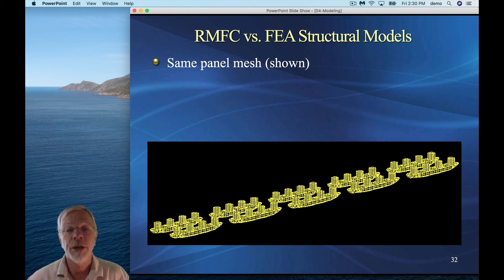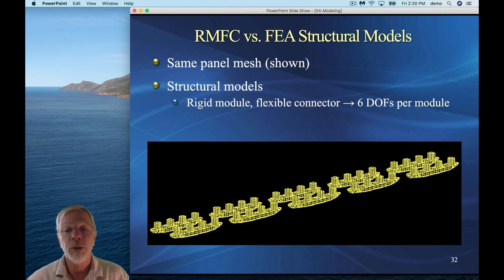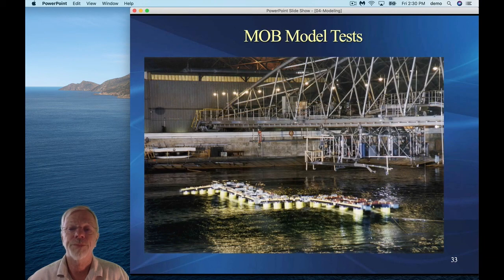What's shown here is the panel mesh, and the panel mesh was the same for both models when this was analyzed, and the results of the 2 models were compared. So the structural models, again: the rigid module, flexible connector, 30 degrees of freedom; and the finite element structural model, far more degrees of freedom. We needed to find the natural modes and use a reduced basis.